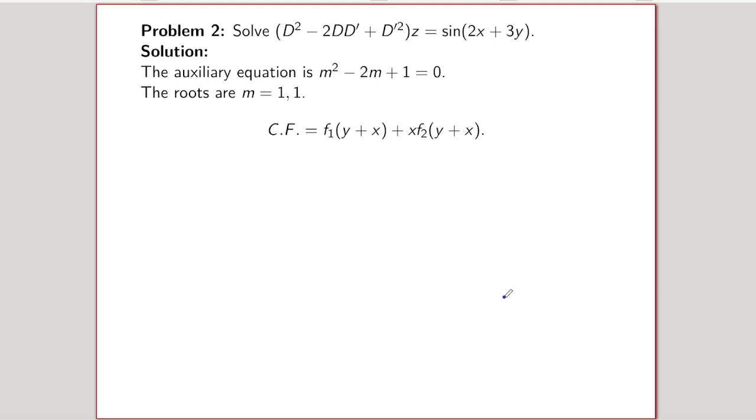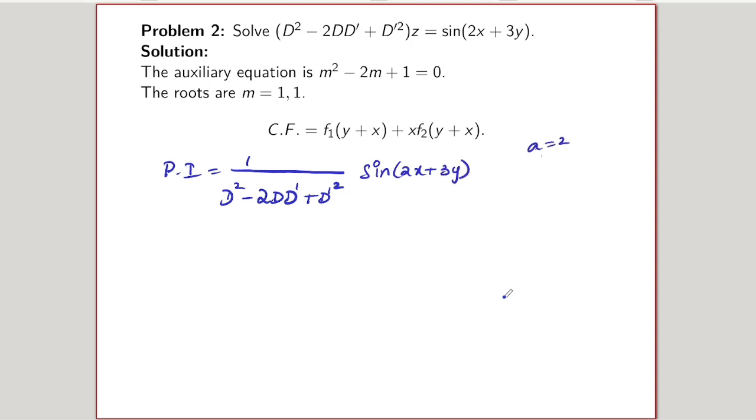Now to find the particular integral, PI will be equal to 1 by D square minus 2 D D dash plus D dash square into sin(2x+3y). Comparing this with the general form, we will get a is equal to 2 and b is equal to 3. So D square can be replaced with minus a square, that is minus 4, and D dash square we can replace with minus b square, so we will get minus 9. D D dash we can replace with minus ab, so it is minus 6.